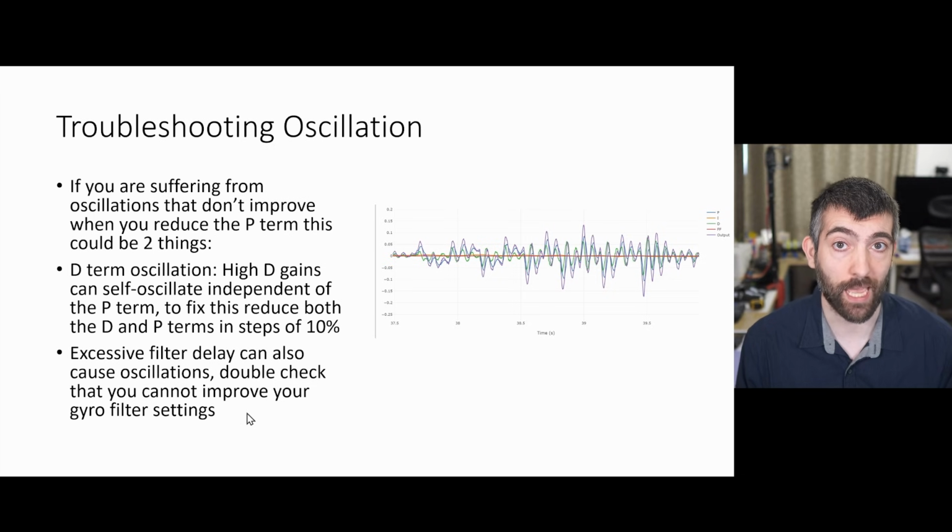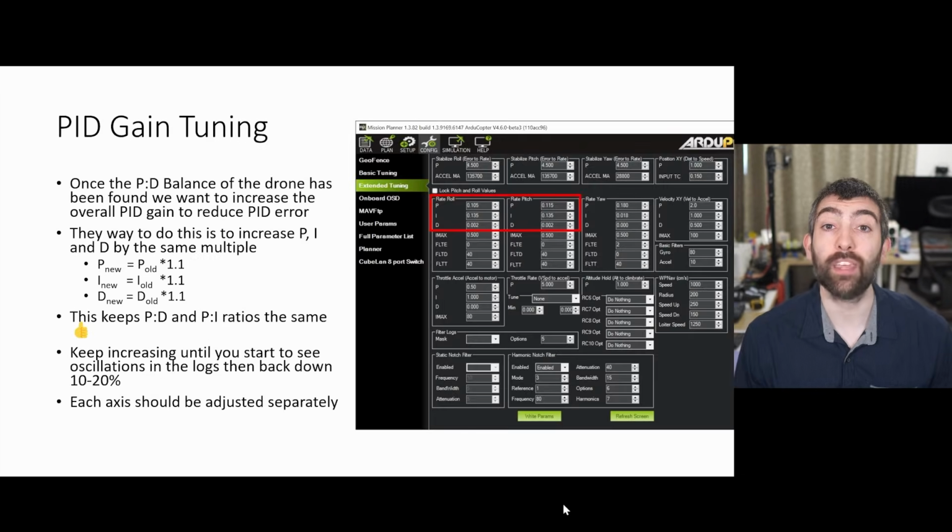But that's another thing to check. Once you've found the overall correct PD balance for the pitch and roll axes, we're going to want to try and increase the overall PID gains to improve the responsiveness of the quad and reduce PID error. We want to do this without changing the ratio between the P and D terms that we've already found.